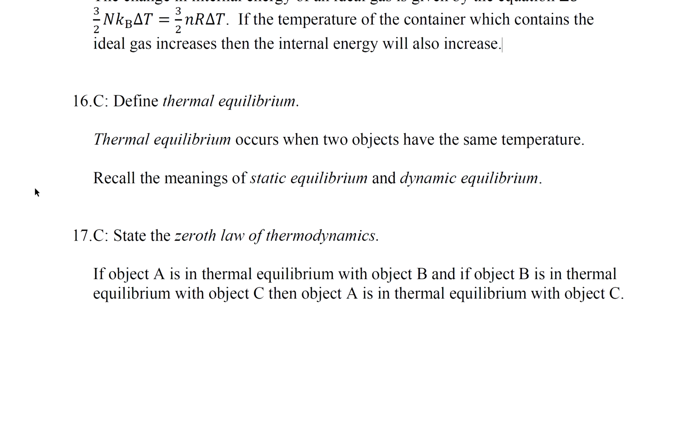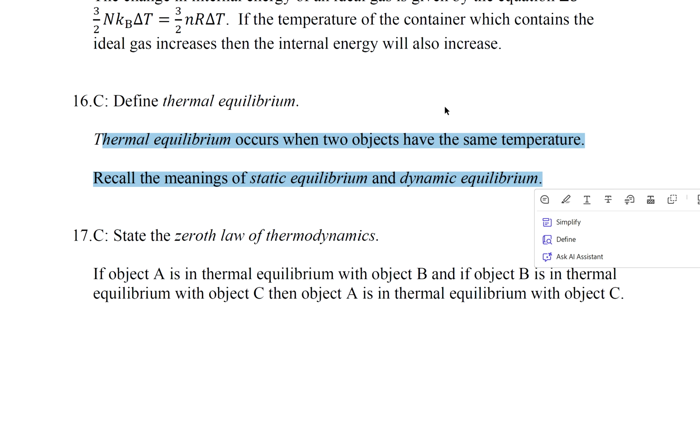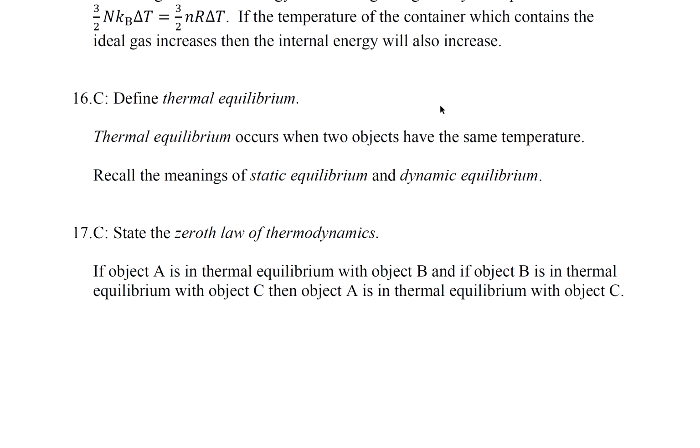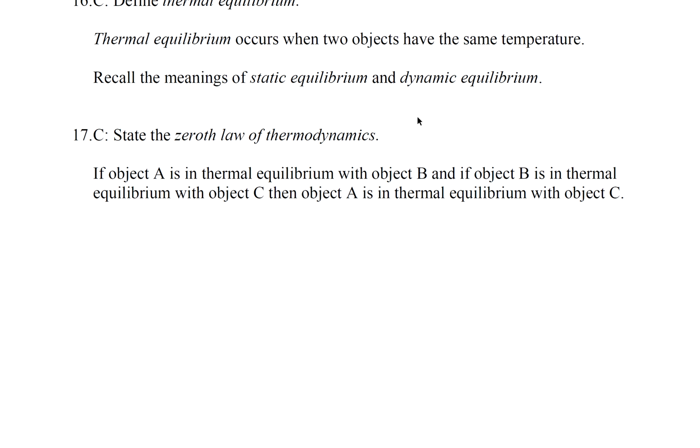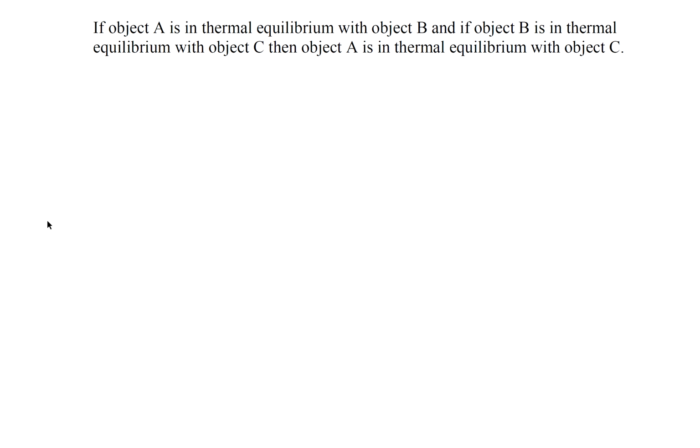Question 16, define thermal equilibrium. Thermal equilibrium occurs when two objects have the same temperature. Question 17, state the zeroth law of thermodynamics. If object A is in thermal equilibrium with object B, and if object B is in thermal equilibrium with object C, then object A is in thermal equilibrium with object C.